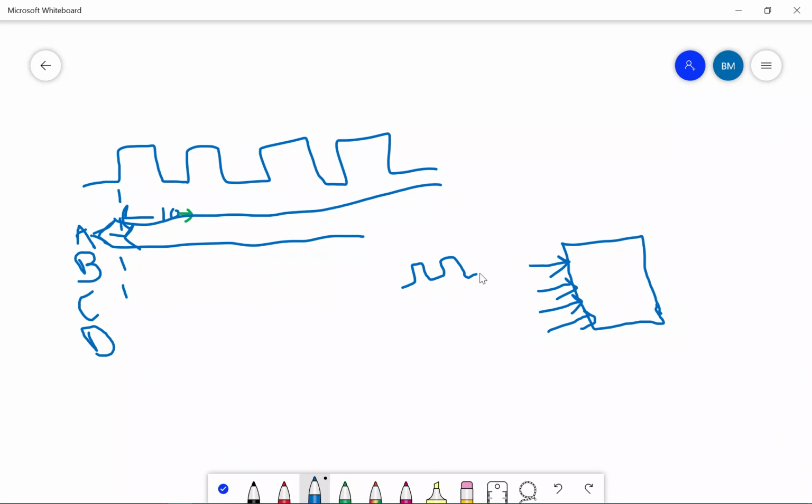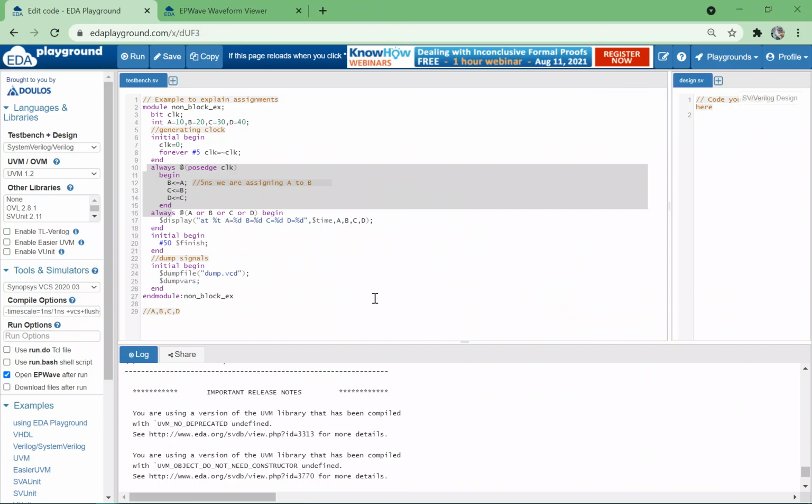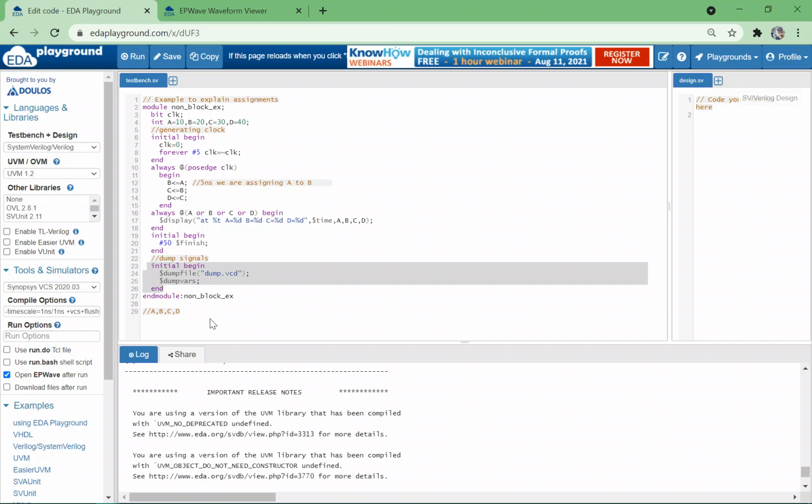So what it is asking is: A, B, C, D are getting assigned, and what will be the ABCD values after one clock, right? So now going back here, that is what I have generated, the clock here, and I am assigning here, and these are the output values, and dumping the signals so that we can visualize the results in the simulation, right?